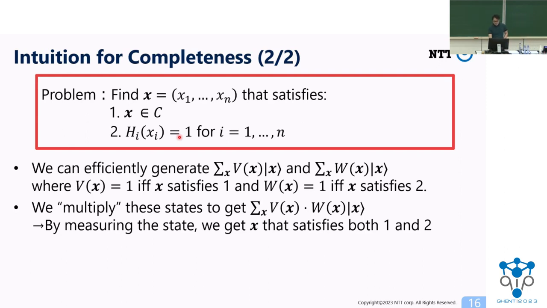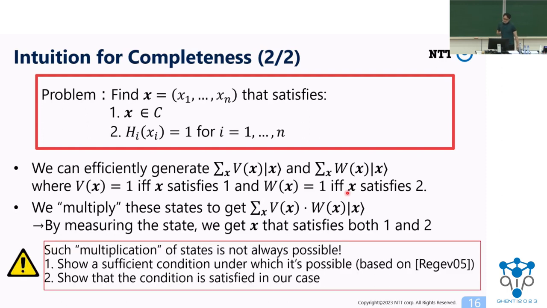And suppose that we can multiply these states in the following sense. So we suppose that we can multiply the amplitude functions v and w to get this state where the amplitude function is now v times w. If this is possible, then we can simply measure this state to obtain the solution to this problem, because v of x times w of x is equal to 1, I mean the non-zero value, if and only if x satisfies 1 and 2 simultaneously. So this exactly means that x is a solution to this problem.